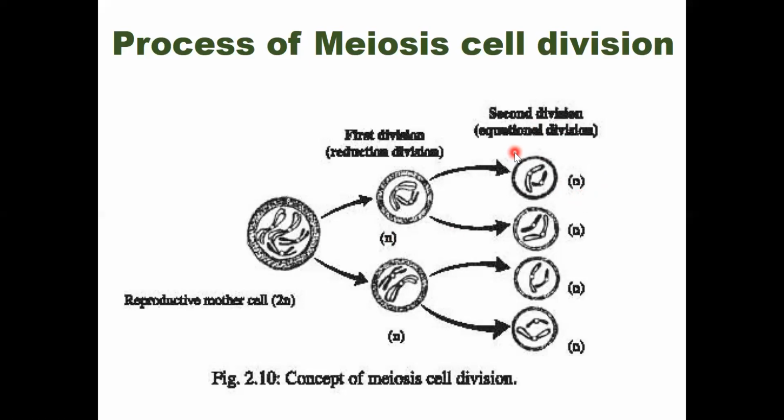So during the first division, chromosomes of the daughter cells become half of the mother cell, and the second division is the same as mitosis. It means that cells produced in the first division again divide into two daughter cells, and as a result, a total of 4 daughter cells are produced from each primordial germ cell.